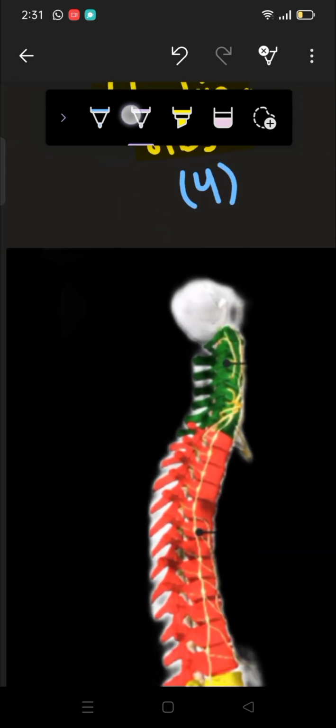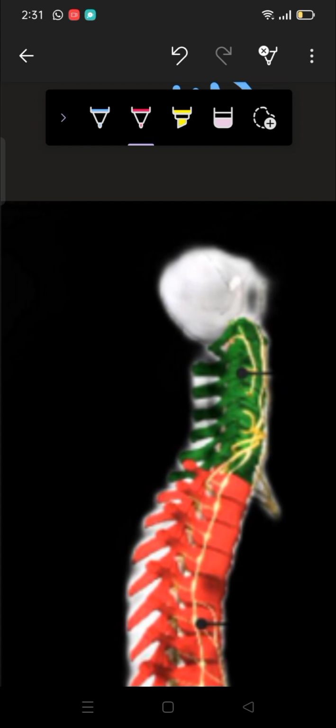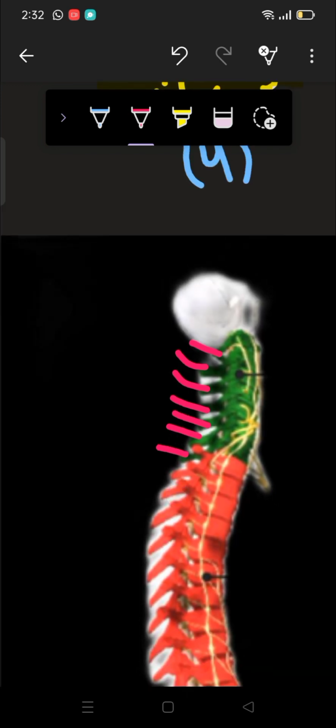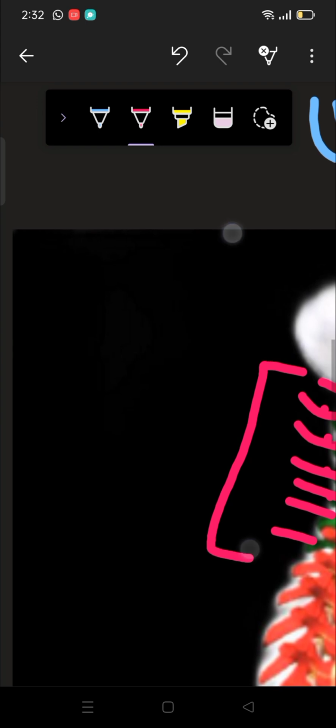Alright, so as you can see, the green one is representing the cervical vertebrae. Alright, and those are a total of 7 in number, as you can count here as well. 1, 2, 3, 4, 5, 6, and here we have 7. Alright, so 1, 2, 3, 4, 5, 6, 7.